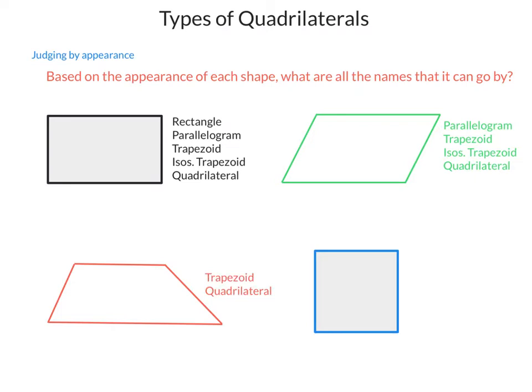Now our last one, our blue figure, is going to be our most extensive. It does have two sets of opposite parallel sides, so it's a parallelogram. We do see the four right angles in the corners, so it is a rectangle. We do have adjacent sides being congruent, so it is a kite. All four sides appear to be congruent, so it is a rhombus.